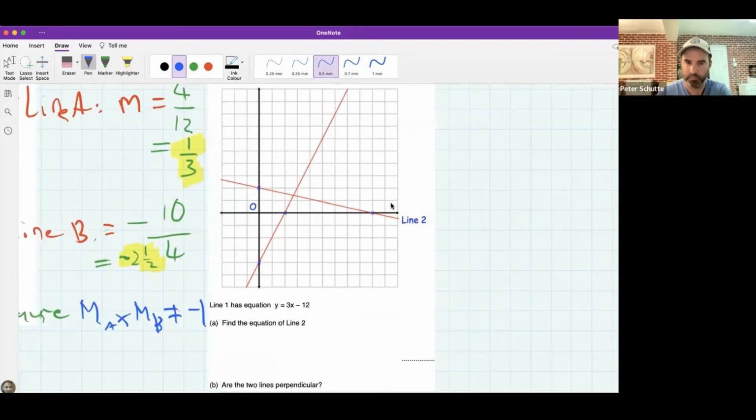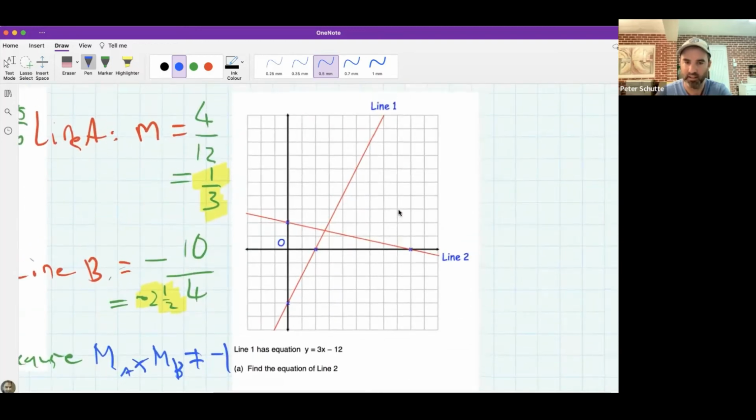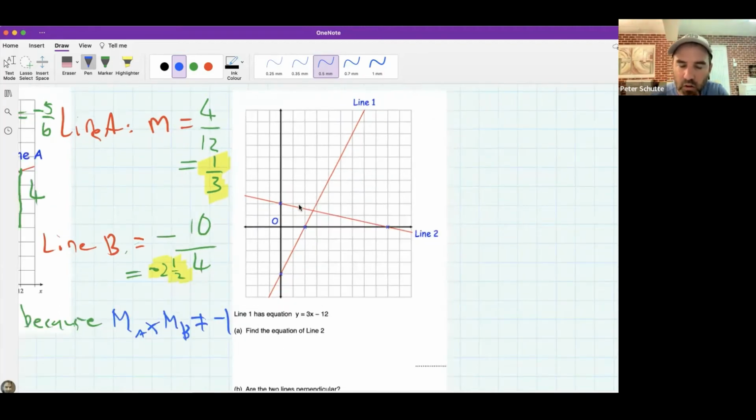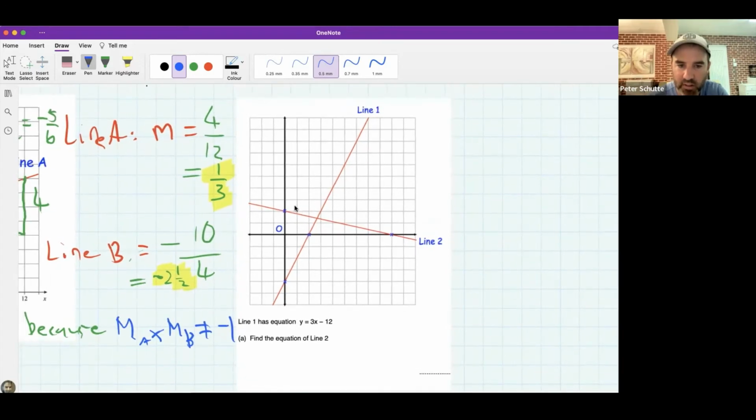So it says here that, what does this actually say here? Sorry. Okay, so let's actually do this.